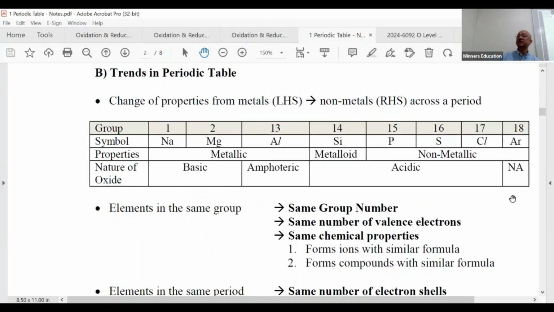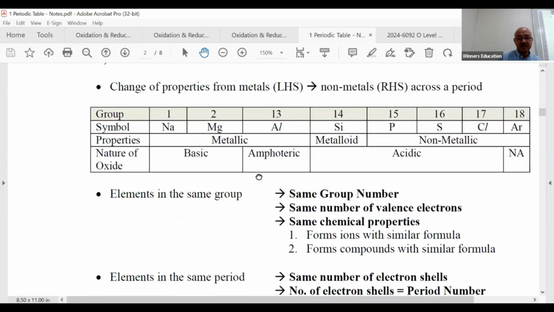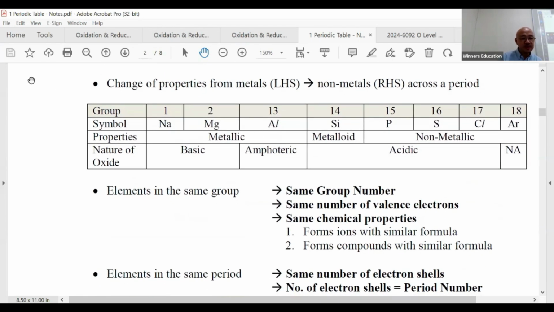Okay, now we talk about the general features. Now we talk about general trends. So once again, general trends, we all know the metallic and non-metallic character, right? It changed from metals to non-metals across a period. And it passed through the metalloid, number one.